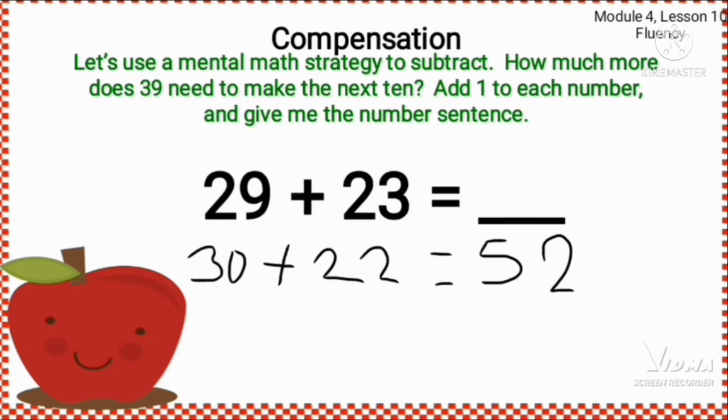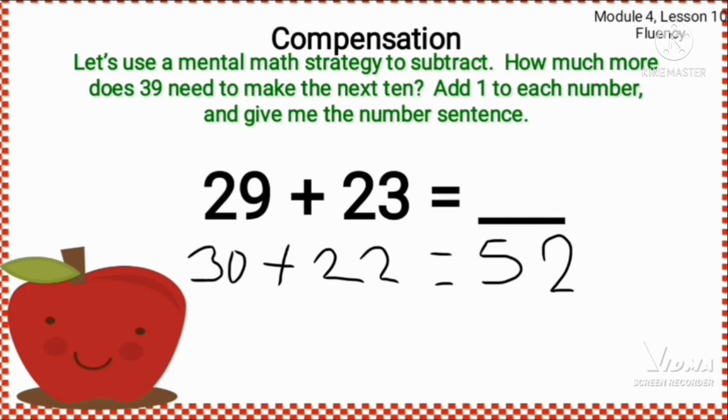Here's another one. 29 plus 23. In this one, the rule is different. The rule is look for the number that is closest to a 10. Make it a 10 by taking from the second number the ones you need to make the 10.